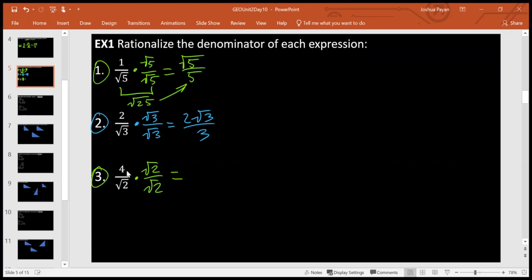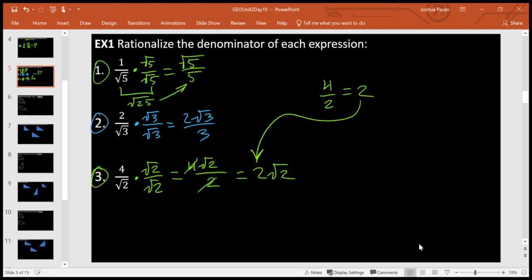Yeah, it does. So 4 times the square root of 2 would be 4 square root of 2. Square root of 2 times the square root of 2, that would just be 2. And then we have 4 over 2 that we can simplify further. So I can reduce this as a fraction. 4 over 2 is just going to be 2. So my final answer from this, when I reduce by a factor of 2, is just going to be 2 square root of 2.